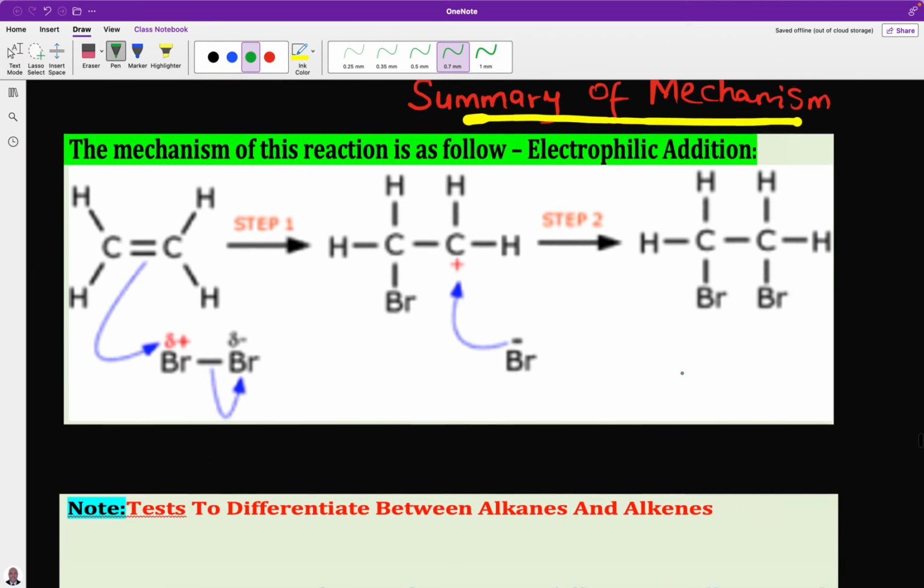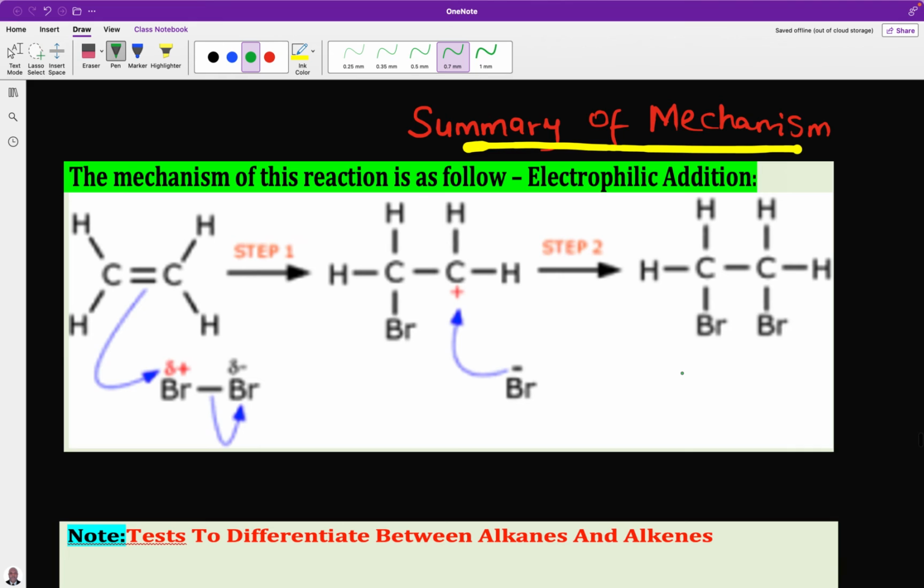Again, this is how you can summarize it here. This is a summary of the mechanism that we have just explained. That is an ethene molecule. What happens? A cloud of electrons. There's a dipole induced here. What happens? Electrons are repelled. This pi electron repels the bonding electron towards the bromine. What happens? There is heterolytic fission.